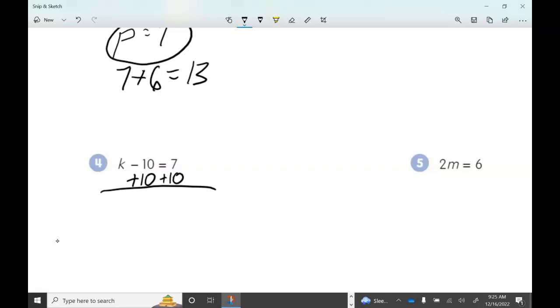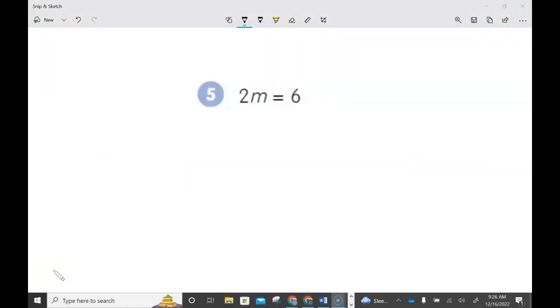Now, what this does on the left side, this gets my variable all alone. And now we can just add 7 plus 10. That's going to give you 17. So what this means is that when k equals 17 and you take 10 from it, you'll get 7. And again, you can just check this out. 17 minus 10 will give you 7. So we can see that 17 is a solution for number 4.